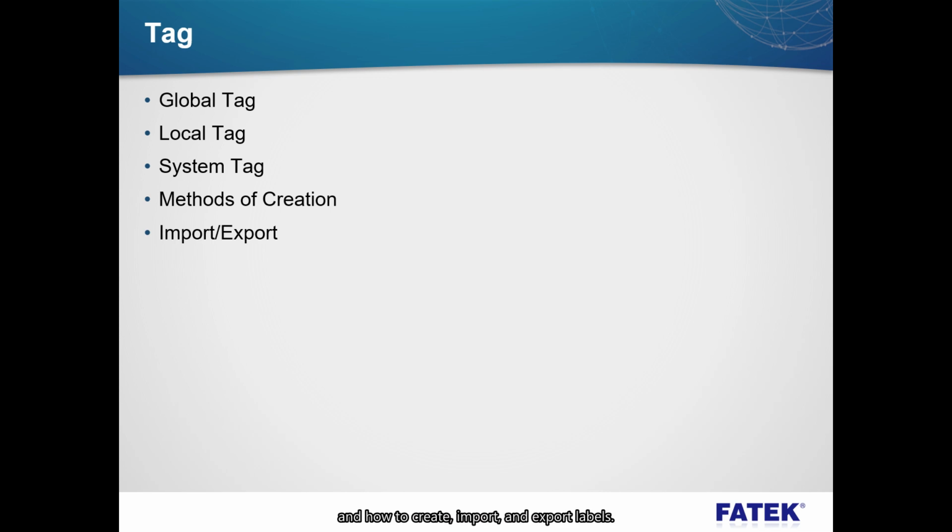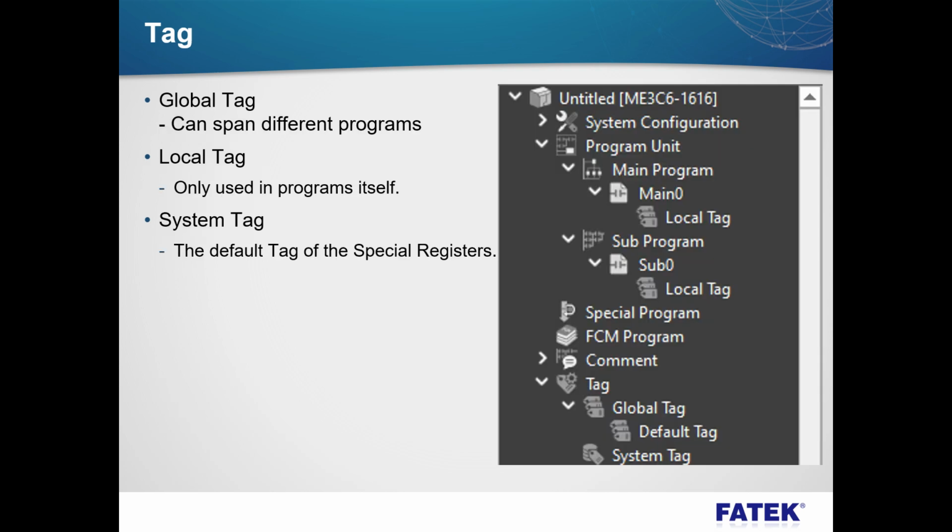Next, I will introduce global labels, local labels, system labels, and how to create, import, and export labels. Global tag. These are tags that can be called and used across all program units. Local tag. These are tags that can only be called and used within a specific program unit. System tag. These are tags that are reserved for special registers and relays and are default.